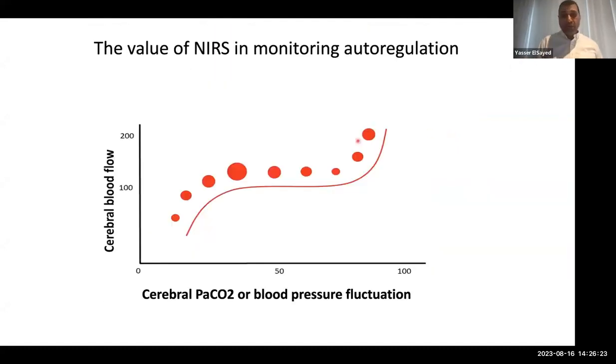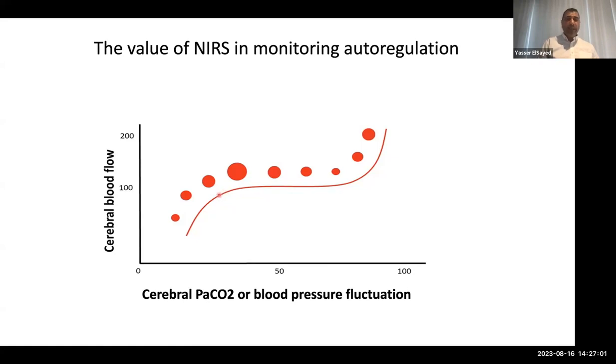Also, we are using near-infrared spectroscopy to understand autoregulation, which has been a black box for a lot of us for a long time. Autoregulation is now a more understandable concept. In this graph, you have on the x-axis the blood pressure fluctuation, or even the CO2, carbon dioxide, and you have the cerebral blood flow. Carbon dioxide and blood pressure are the two most important factors that might impact cerebral blood flow in the sick neonate. So you have a plateau area here, where any fluctuation will be associated with vasodilation or vasoconstriction to maintain the cerebral blood flow.